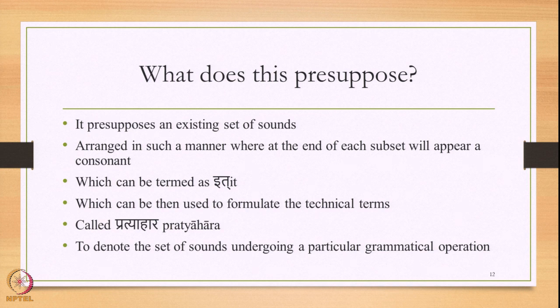Now, what does all this presuppose? The sutras that define Pratyāhāra, the sutras that define it, and so on and so forth. What does this presuppose? It presupposes an existing set of sounds arranged in such a manner where at the end of each subset will appear a consonant, which can be termed as it using 1.3.3. Which can be then used to formulate the technical terms called Pratyāhāra by 1.1.71. And these Pratyāhāras will denote the set of sounds undergoing a particular grammatical operation.